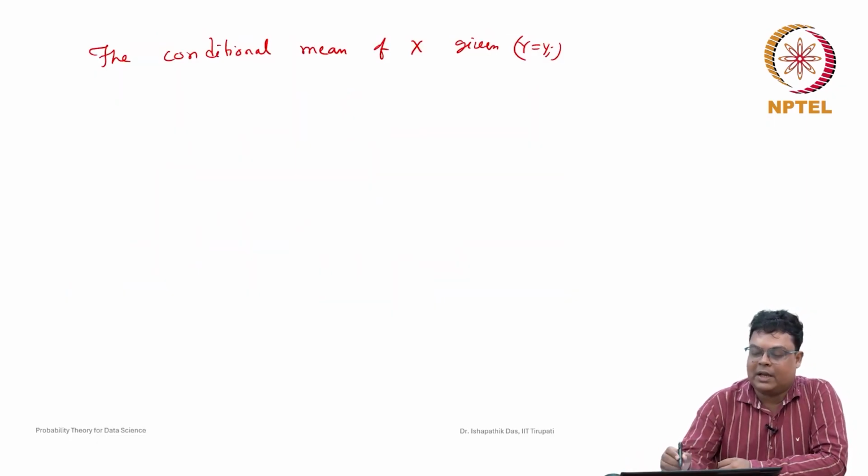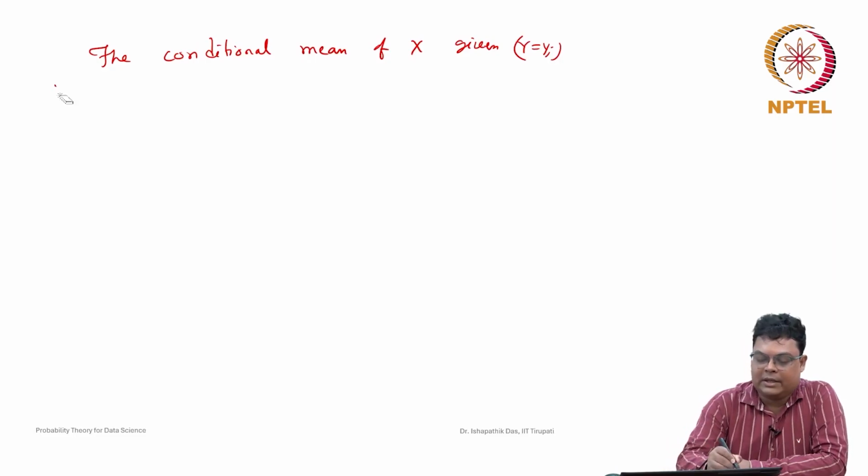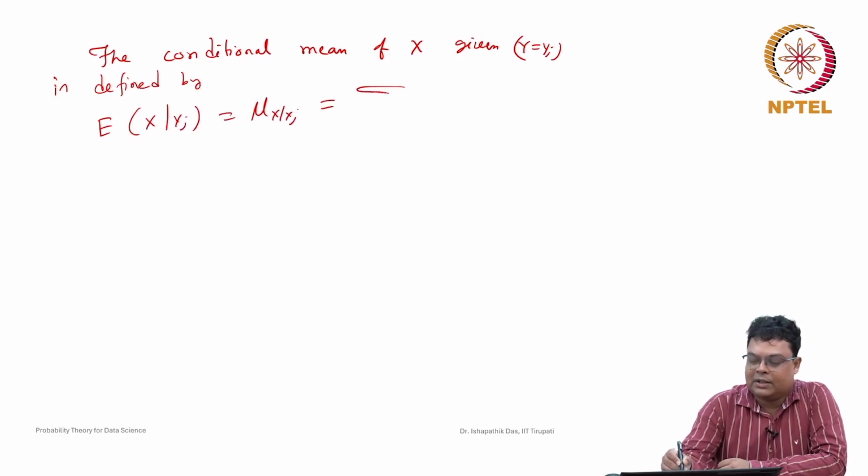So just I am writing again, the conditional mean of x given y equal to yj is defined by, it is nothing but the expected value of x given yj. So it is mu of x given yj. It is nothing but the summation over all the possible values of xi with respect to the conditional probability mass function of x given yj, xi given yj.